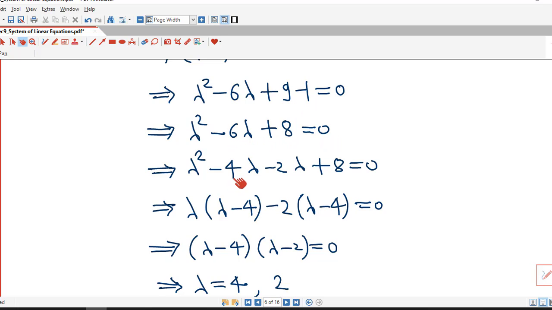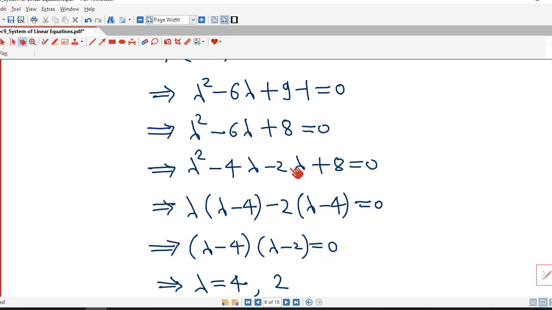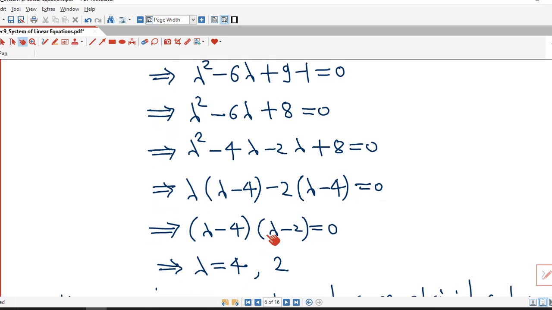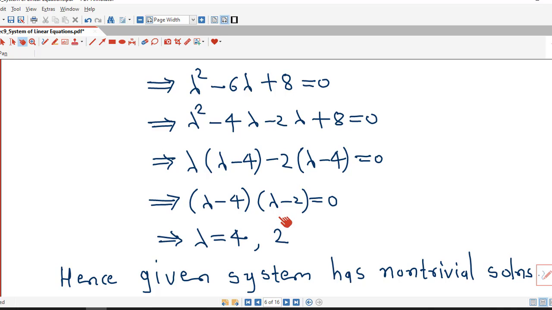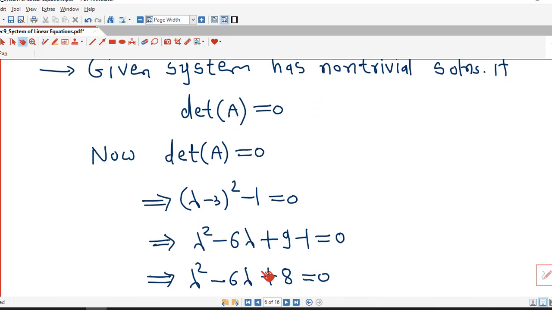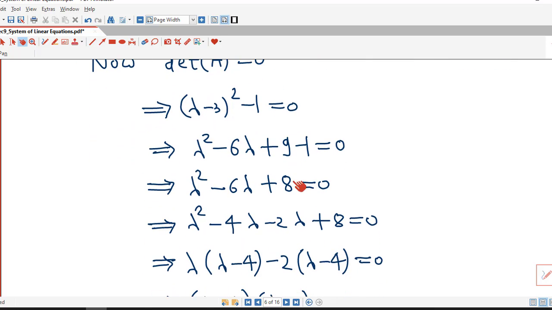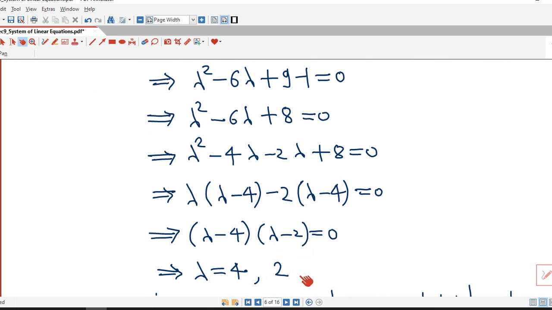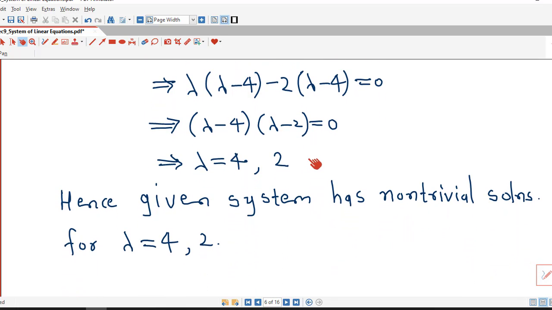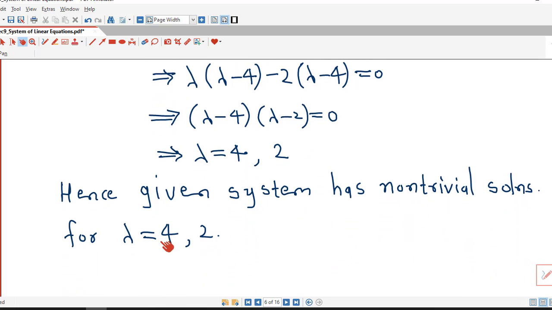Minus 6 lambda can be written as minus 4 lambda minus 2 lambda. Here we can take lambda common, and here we can take minus 2 common. After factorizing we have lambda minus 4 into lambda minus 2 equals 0. So lambda equals 4 and lambda equals 2. For lambda equal to 4 and lambda equal to 2, this determinant will be 0. So the determinant of the coefficient matrix is 0 for lambda equal to 4 and 2. Therefore the given system has non-trivial solutions for lambda equal to 4 and 2.